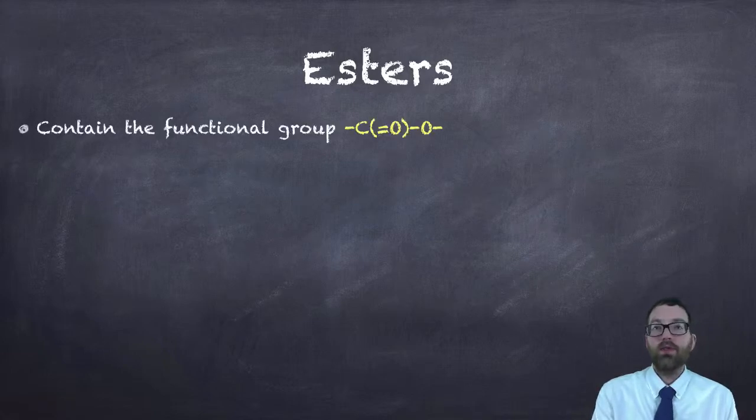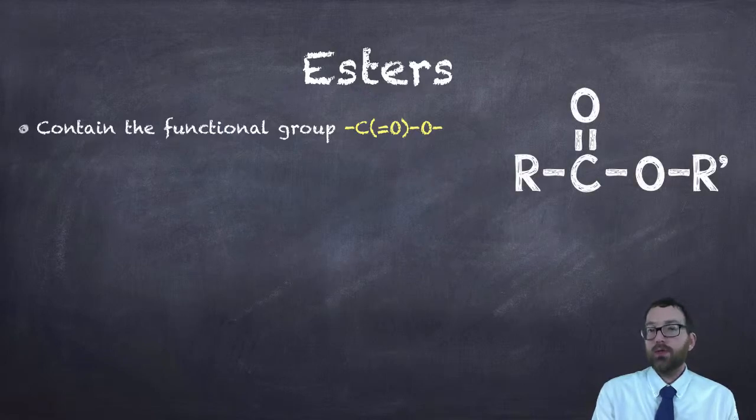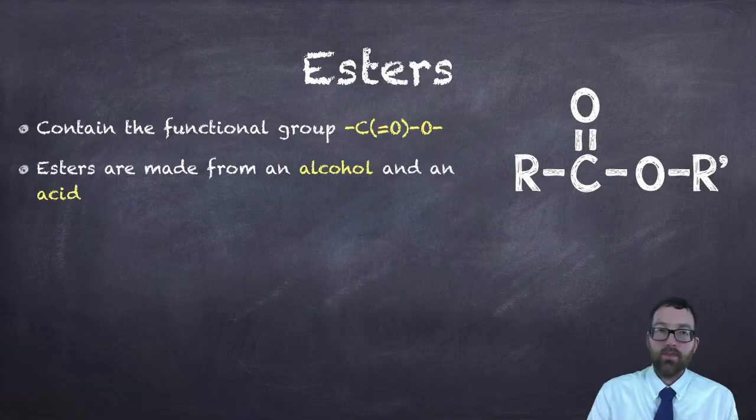Next, we have esters. Esters contain the functional group single bond C, double bond O, single bond O, single bond. So this is what it would look like structurally. This is typically one of the more complicated looking ones. We have hydrocarbons going to the left. Somewhere in the middle of the molecule, you will notice this: single bond C, double bond O, single bond O, single bond, and then you can have some unknown number of hydrocarbons going to the right.